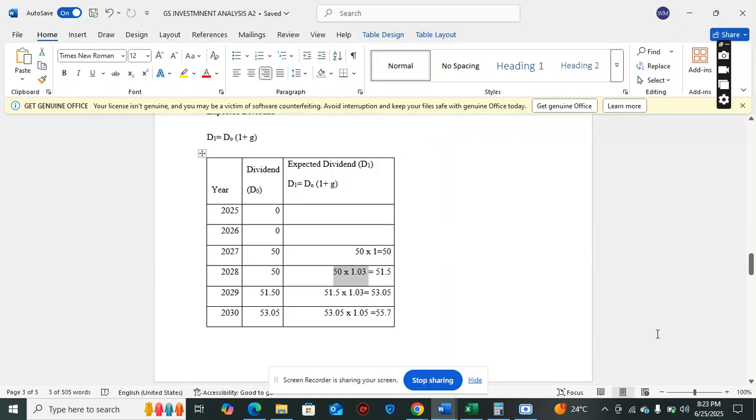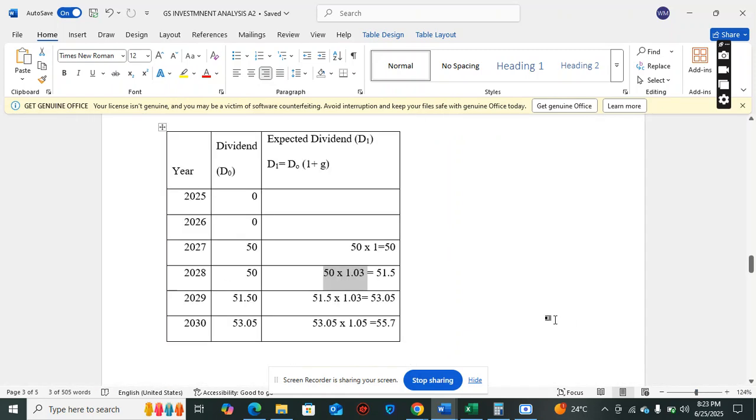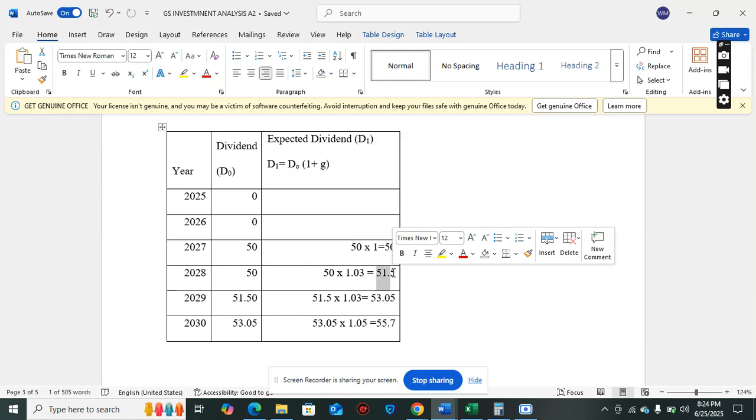So we're going to say 50 times 1.03. Let's get our calculator so that we confirm, so that we don't say Mr. Mwaba was lying to us with figures. So 50 times 1.03, you get 51.5. So this dividend of 50 kwacha has grown by 3% and it's now 51.5 kwacha. Any questions before we go to the next year?